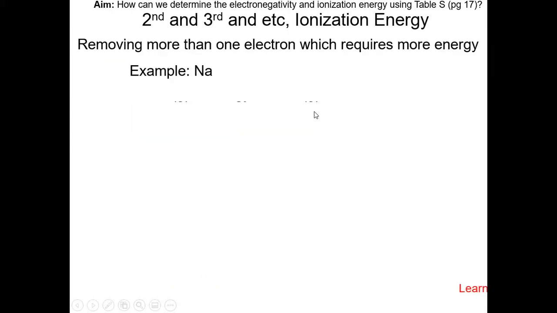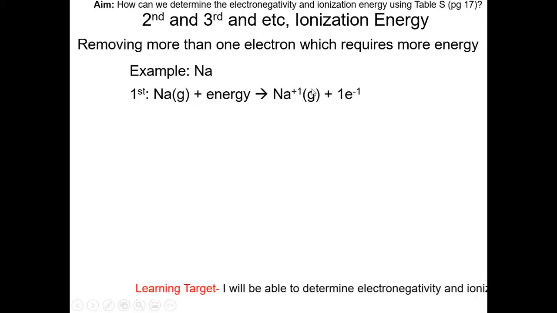Now we are going to talk about the second and third ionization energy. The Regents are not really going to ask you this, but it's basically removing more than one electron, and this requires more energy. So let's look at an example, sodium. So this is the first ionization energy. It lost one electron by absorbing energy.